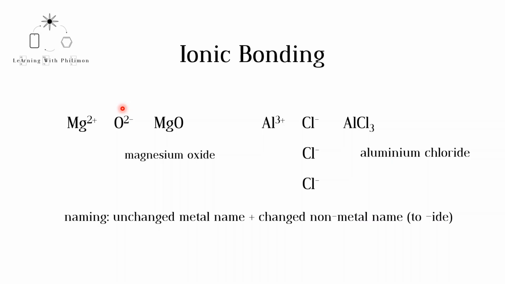The naming of ionic compounds follows some specific rules. The metal or cation goes first without any change to the name, followed by the nonmetal. The name of the nonmetal is changed slightly. The ending changes to "ide." Oxygen becomes oxide, and chlorine becomes chloride.